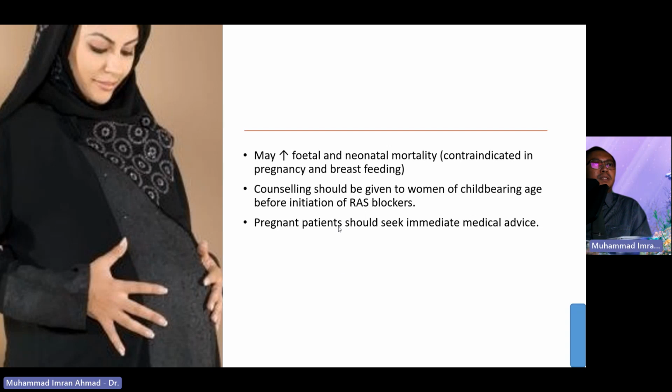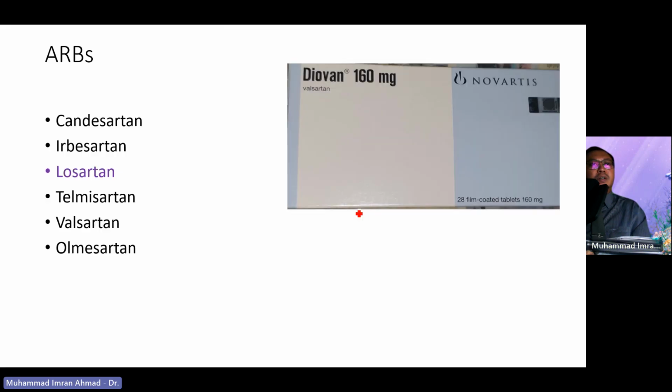Because ACE inhibitors may increase fetal and also neonatal mortality, can cause death. Therefore, these drugs are contraindicated in pregnancy and breastfeeding. Remember this: we don't give ACE inhibitors to pregnant mothers. We don't give ACE inhibitors or ARBs to breastfeeding mothers. Counseling should be given to women of childbearing age before initiation of RAS blockers.